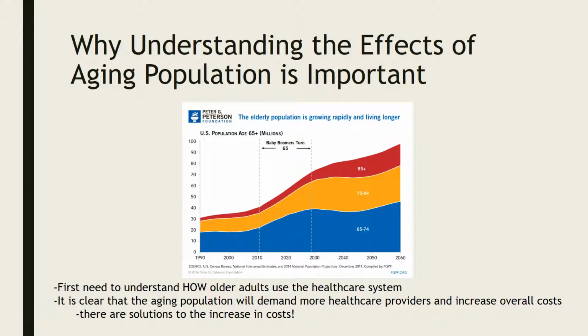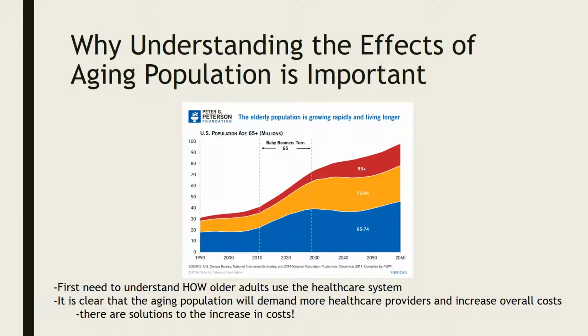So first we need to understand why this topic is important. Having an efficient and affordable healthcare system is a requirement for a sound economy and society. There's a lot of different factors that can affect a healthcare system, but currently the most critical in the United States is the aging population. And this graph is just showing that the elderly population is growing and living longer.